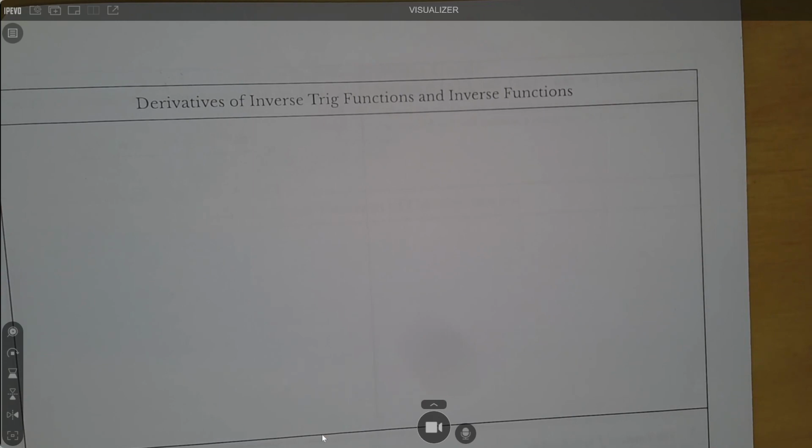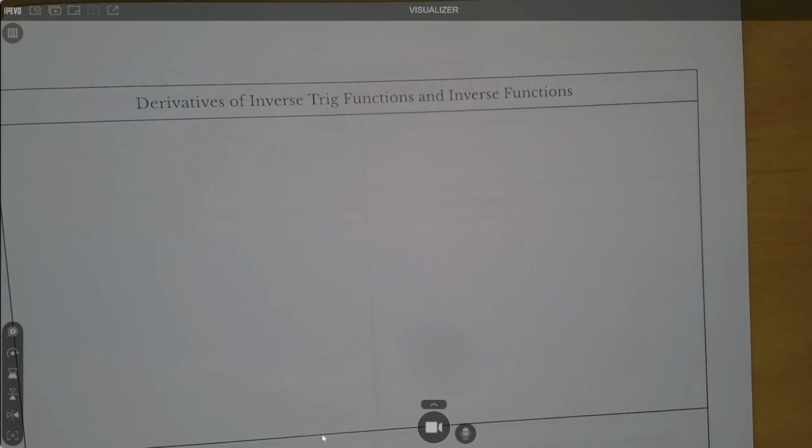This is on the AP test, but to be honest, a pretty small percentage of it is on there. But this can often be like a free point on the test. If you know these, you'll see them on the test and you get a free point.